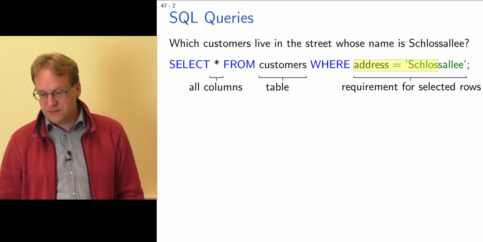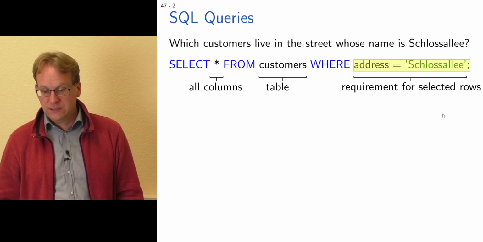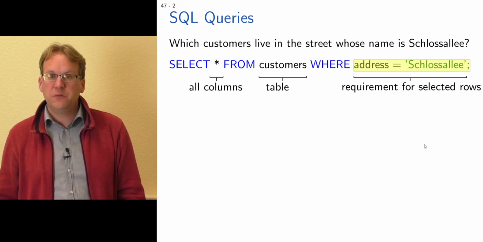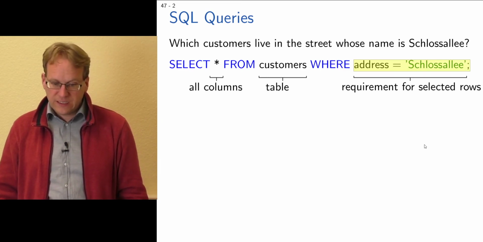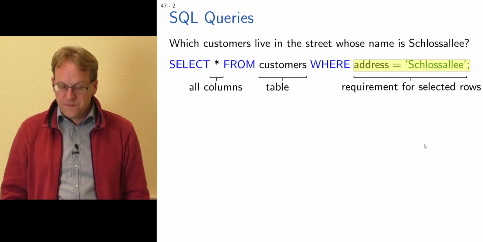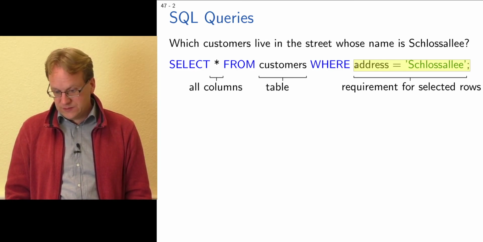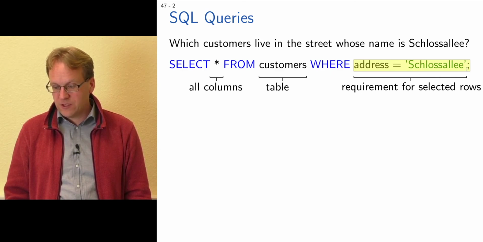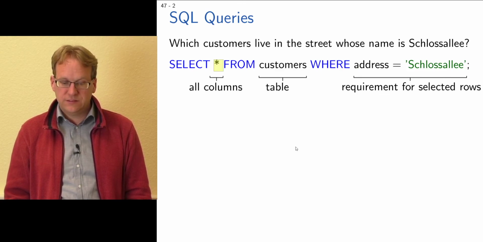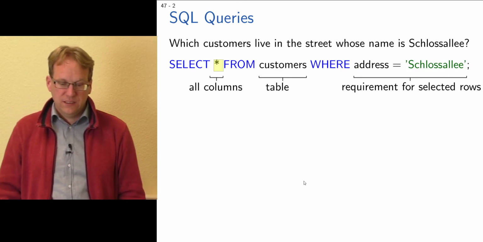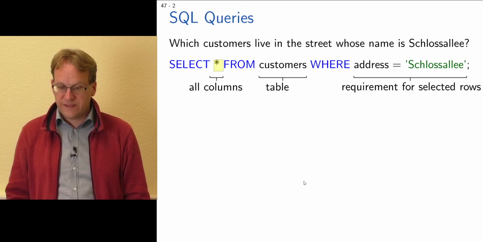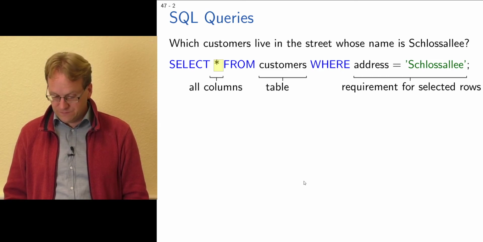and now we have, let's say, a filter which allows us to filter out the information we are interested in. Namely, we are interested only in the customers living in Schlossallee, the customers whose address is Schlossallee. So we require that the address column contains the value Schlossallee. Only then we report the entries, meaning all columns of the corresponding rows. All columns of the rows where the address is Schlossallee.